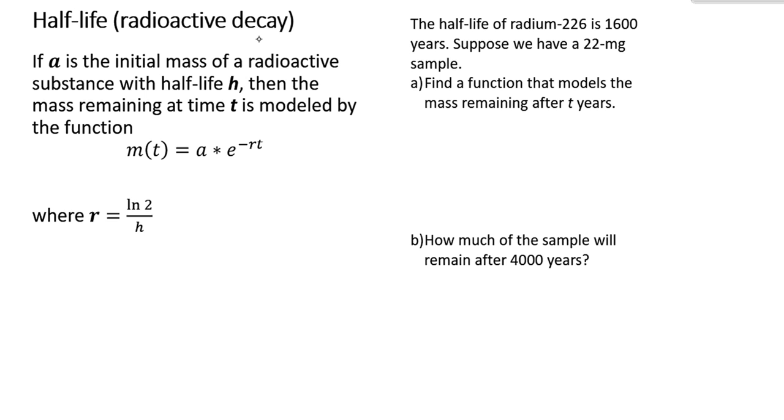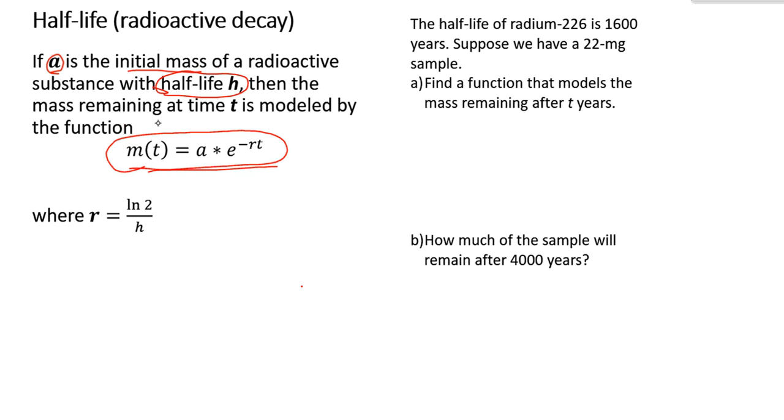Now this one, the half-life or radioactive decay, is given by this formula right here. Half-life is when you take a mass of some kind of radioactive substance and eventually it starts to decay, right? One of the things scientists look at is the half-life, how long it takes until it gets to half of its original amount. So the formula looks like this. A is the initial mass, H is the half-life, and it's important for a specific part, the R.